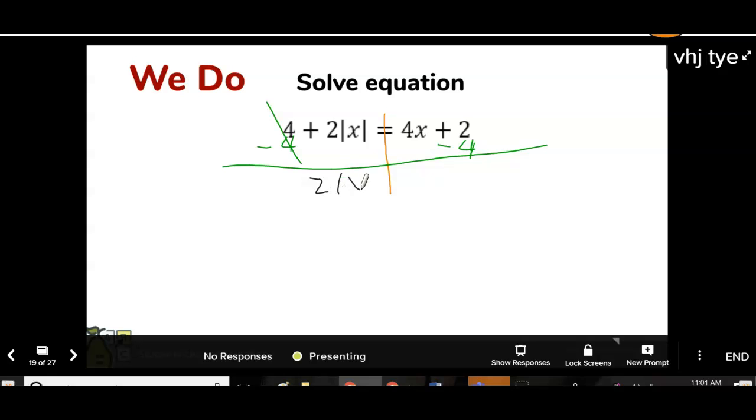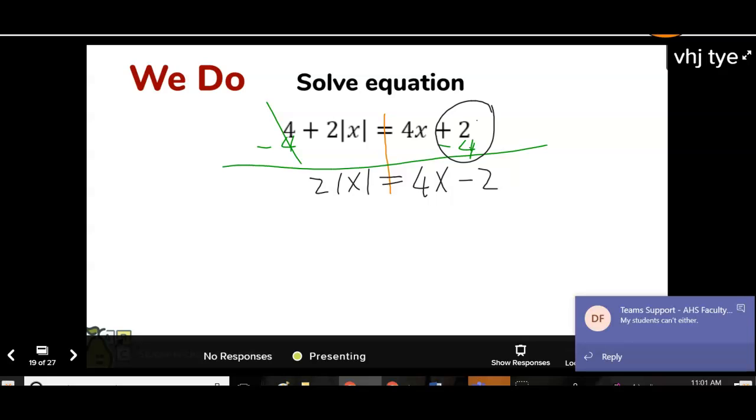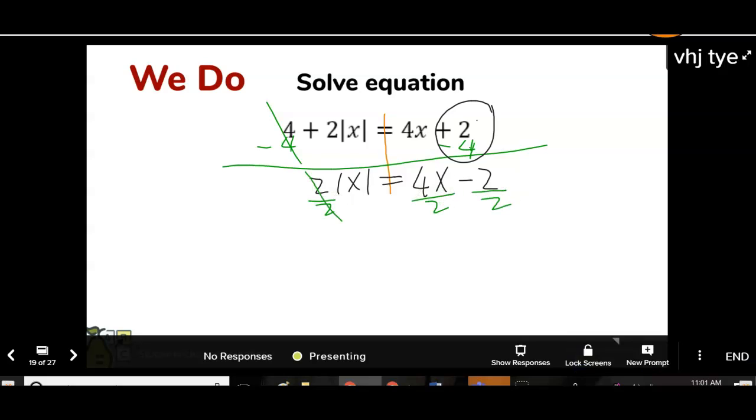We have the 2 absolute value bars. On the other side you can combine, right? So it's 4x. 2 minus 4 gives you negative 2. And then keep cleaning up your equation by getting rid of the 2 by division. And on the other side you divide 2 on everybody. So you have the absolute value of x. 4 divided by 2 is 2x, minus 2 divided by 2 is 1. Okay, so now you have a clean equation. You can turn it into 2 little equations.